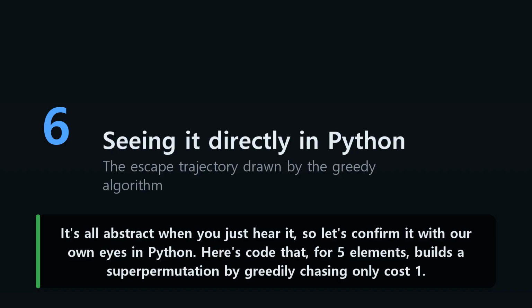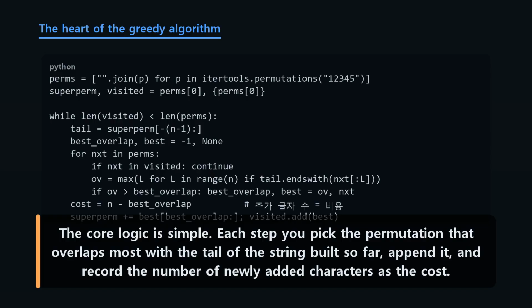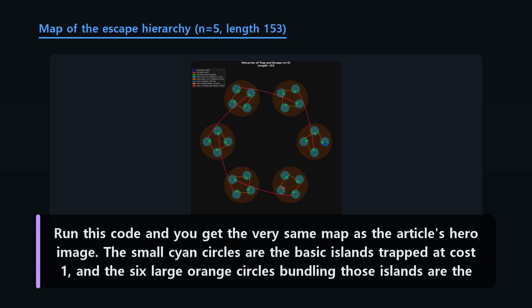Here's code that, for 5 elements, builds a superpermutation by greedily chasing only cost 1. The core logic is simple. Each step you pick the permutation that overlaps most with the tail of the string built so far, append it, and record the number of newly added characters as the cost. Run this code and you get the very same map as the article's hero image.